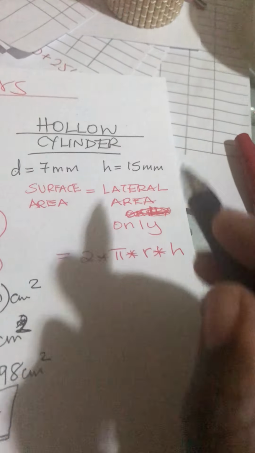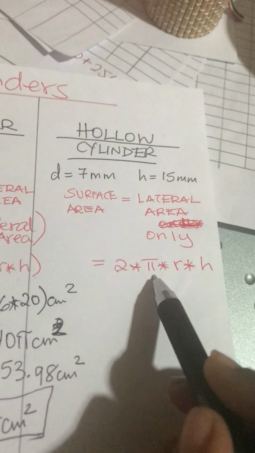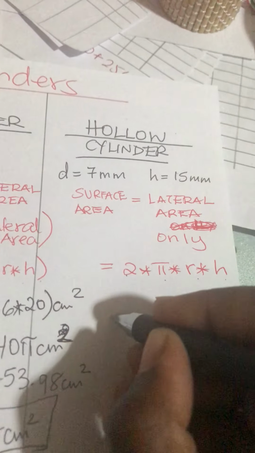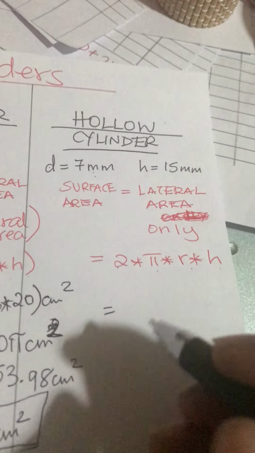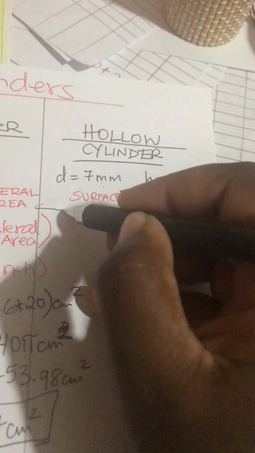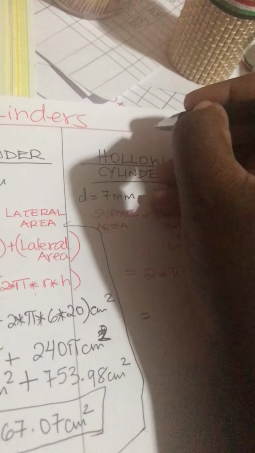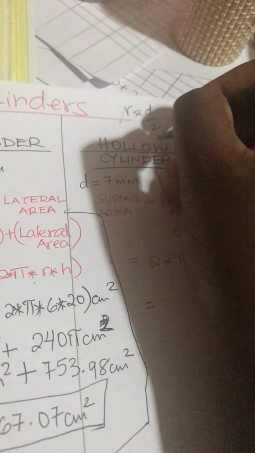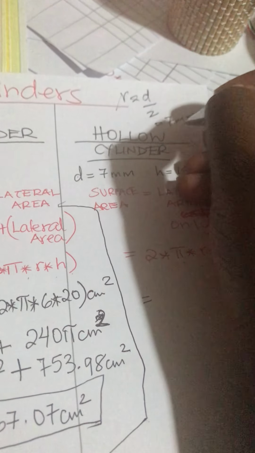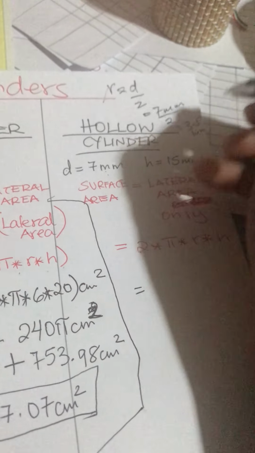Now, here we're only doing lateral area. So, lateral area, 2 times pi times radius times height. Now, we have a diameter, so we need to find radius. Why did my work come all the way here? So step 1, find the radius. I will do it over here. Radius equals diameter divided by 2. 7 millimeter divided by 2. That should give me 3.5 millimeter.